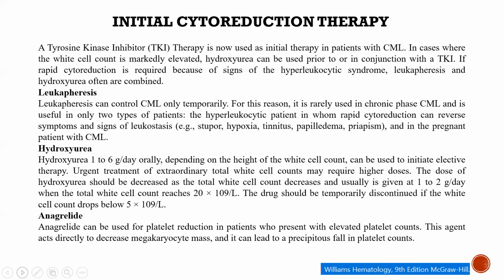Hydroxyurea 1 to 6 grams daily orally, depending on the height of the white blood cell count, can be used to initiate elective therapy. Urgent treatment of an extraordinary total white cell count may require higher doses. The dose of hydroxyurea should be decreased as the total white cell count decreases, and usually is given at 1 to 2 grams a day when the total white cell count reaches 20. The drug should be temporarily discontinued if the white cell count drops below 5.